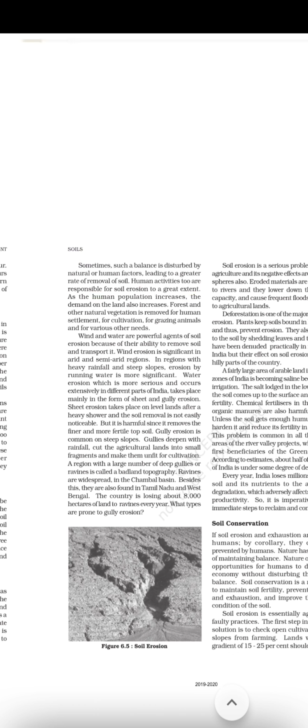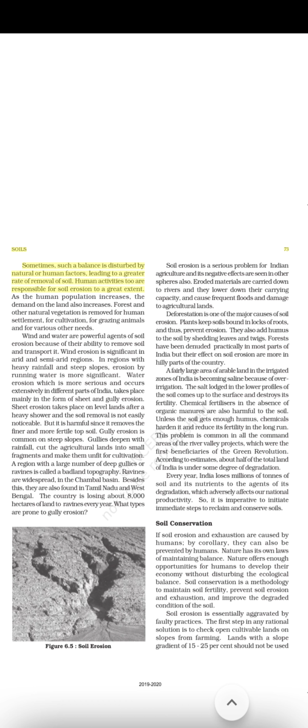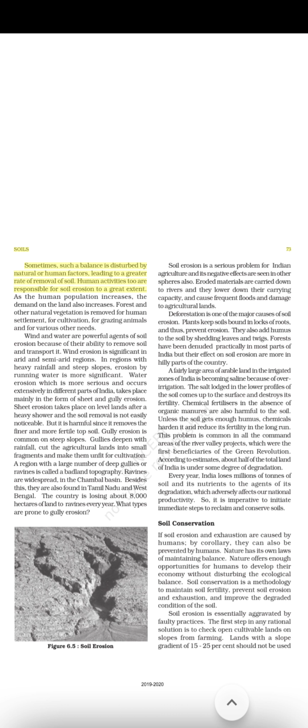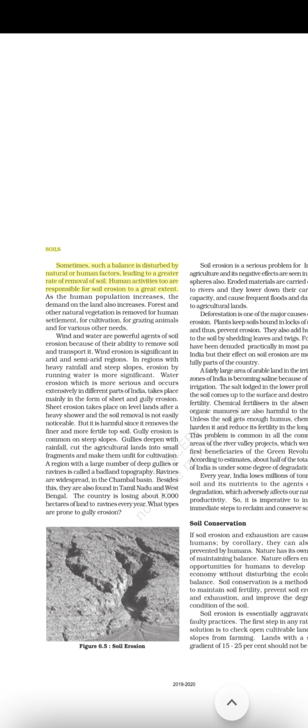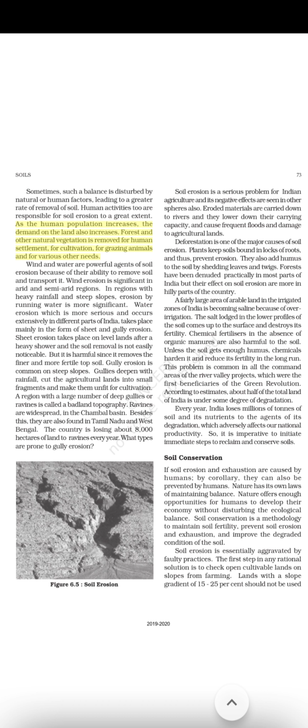Sometimes, such a balance is disturbed by natural or human factors, leading to a greater rate of removal of soil. Human activities too are responsible for soil erosion to a great extent. As the human population increases, the demand on the land also increases. Forest and other natural vegetation is removed for human settlement, for cultivation, for grazing animals, and for various other needs.